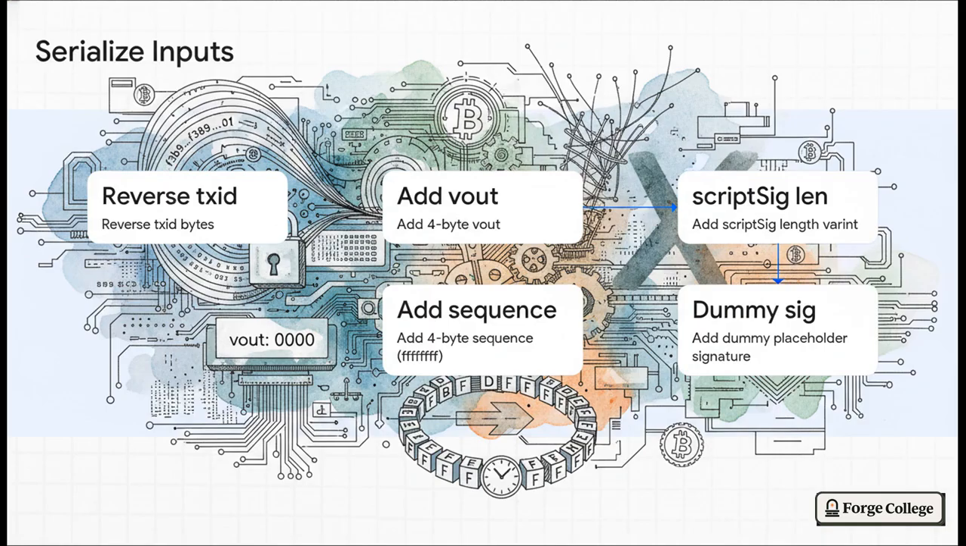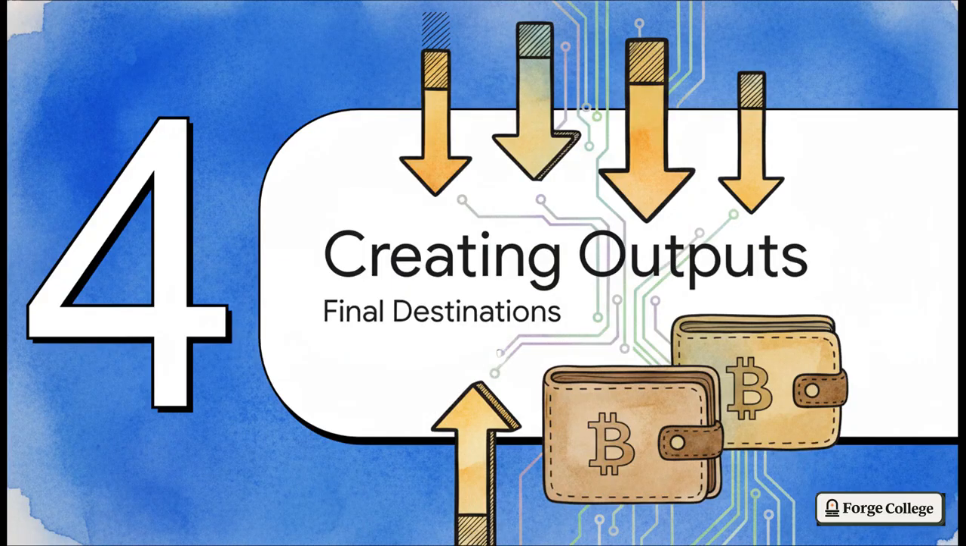Now, we have to serialize each input following 5 exact steps. First up, reverse those transaction ID bytes into little-endian order. Next, append your 4-byte vout index to pinpoint the exact output. Step 3, and this is absolutely crucial, folks, write your scriptSig length varint. If you get even 1 byte wrong here, the whole structure just collapses. Step 4 is our dummy placeholder signature, and step 5 caps it all off with our sequence number. Repeat that for both inputs, and boom, our formatting is perfectly locked in. Okay, on to step 4, creating the outputs.